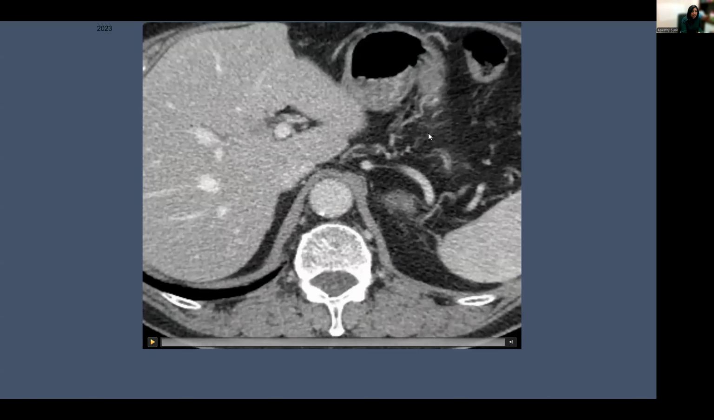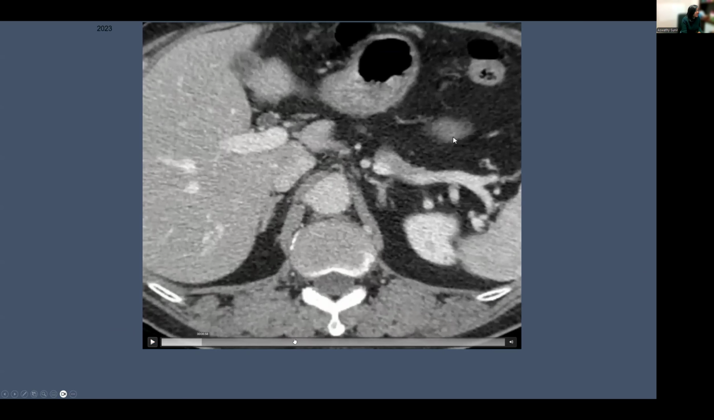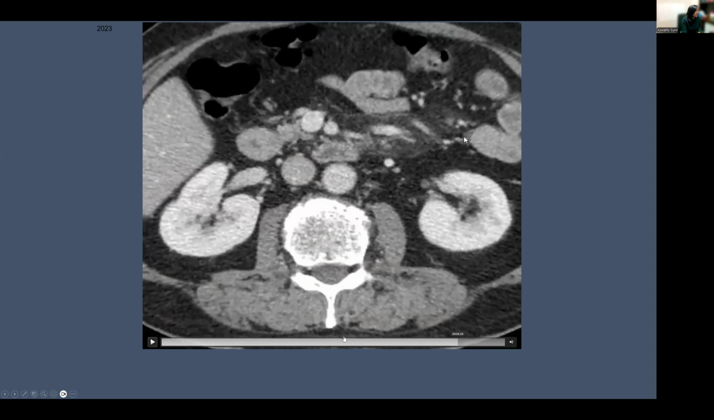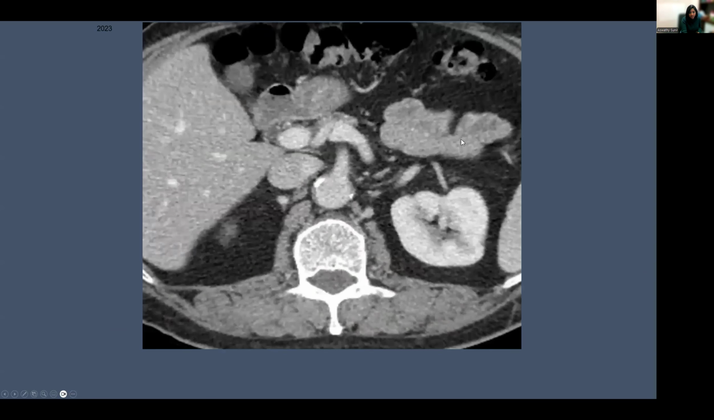This is the same patient after a couple of years. There is significant reduction in the bulk of the pancreas, so this is suggestive of late stage of the disease.